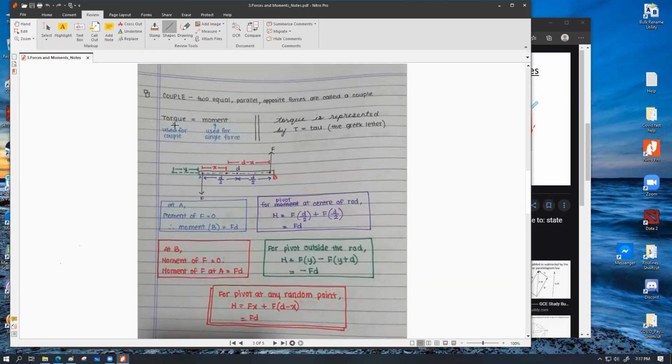Sir, for a couple moment or torque to occur, the pivot must be in the middle, right? I'll talk about that in a bit. I have to go up to that point of the figure. I'm still defining the definition.